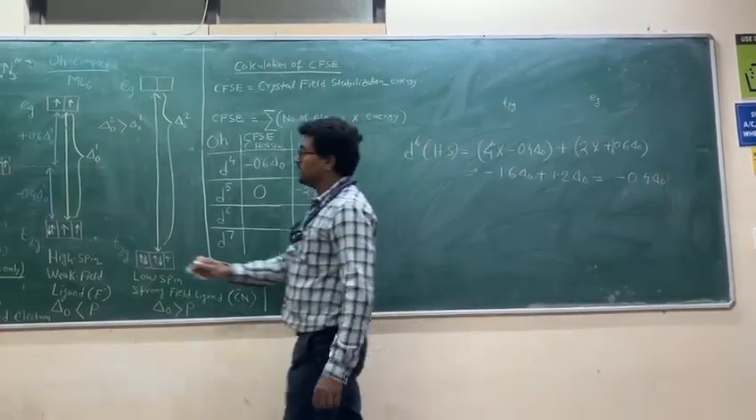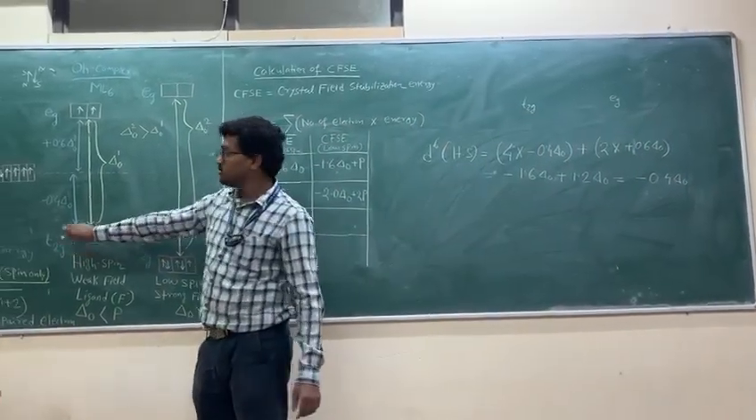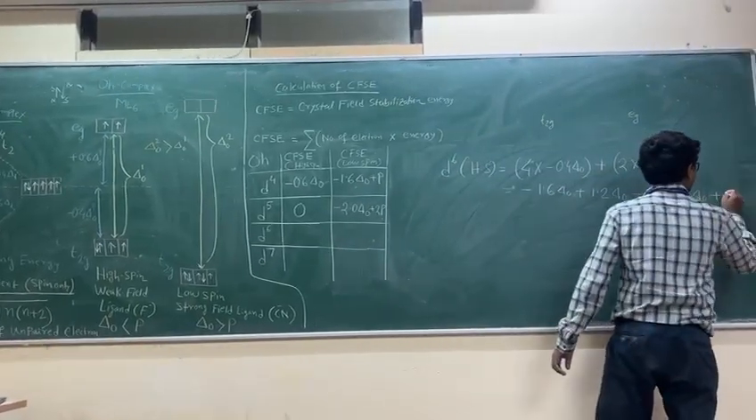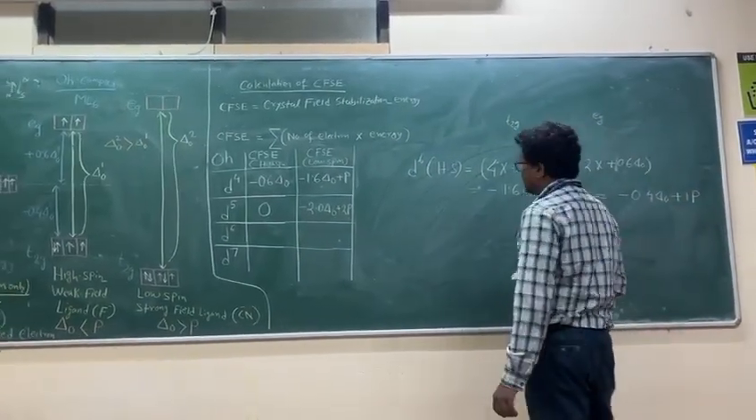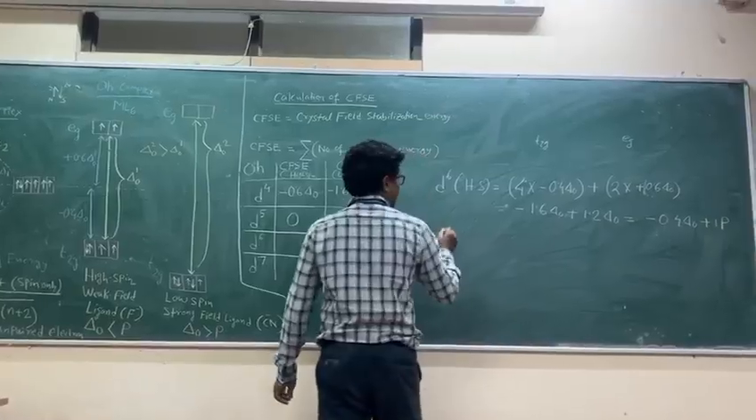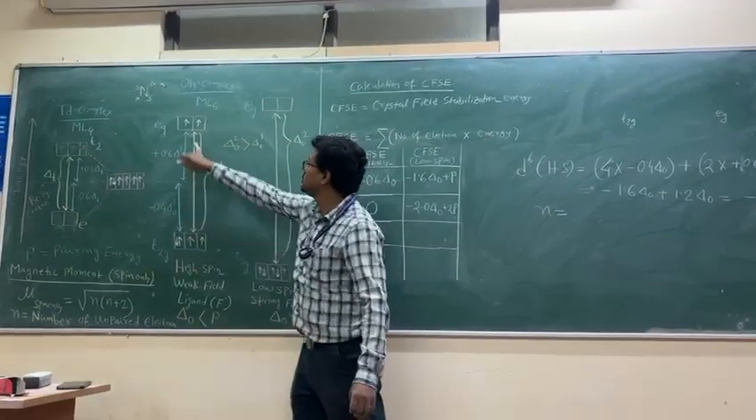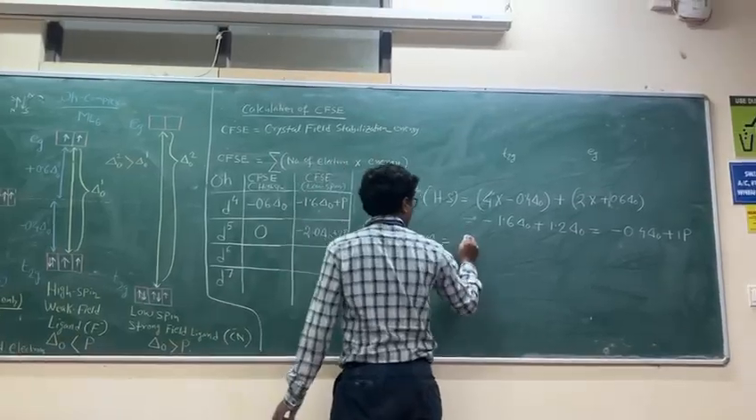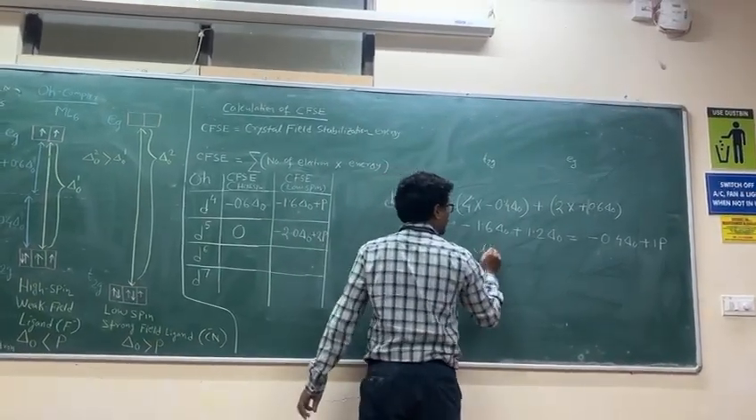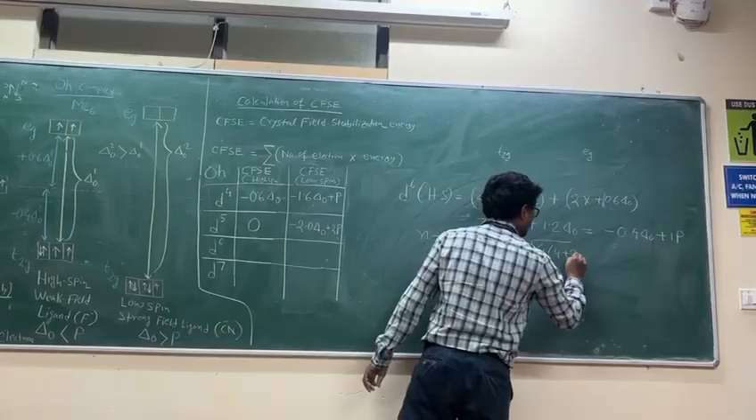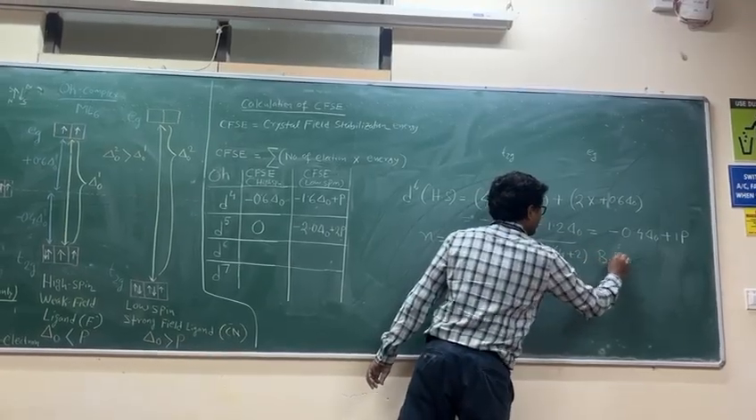Now here there is one pairing. So one pairing means you have to write here plus 1p. Right? Now the number of unpaired electrons, n. Here the number of unpaired electrons will be 1, 2, 3, 4. Only 4 unpaired electrons, n equals 4. So the mu value will be root over 4 into 4 plus 2 Bohr magneton.